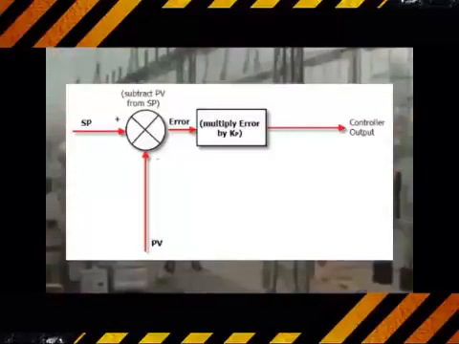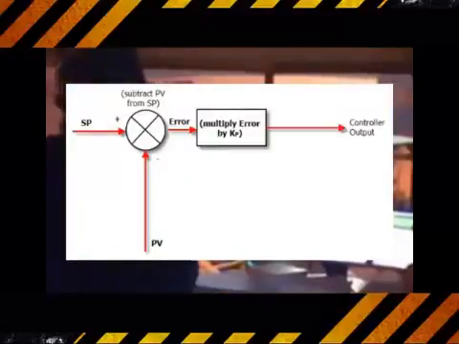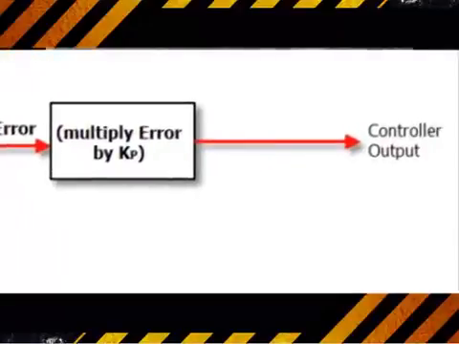Here's a diagram of the controller when we have enabled only P control. In the proportional only mode, the controller simply multiplies the error by the proportional gain, Kp, to get the controller output. The proportional gain is a setting that we tune to get our desired performance from a P-only controller.